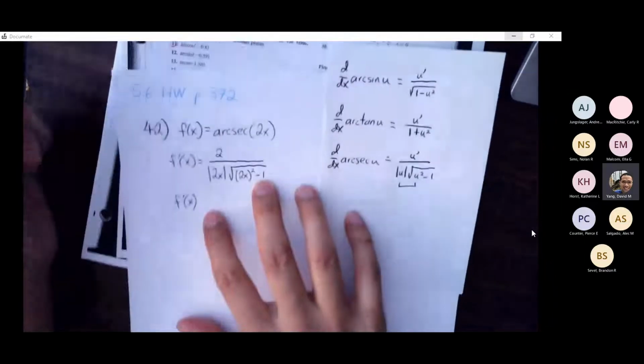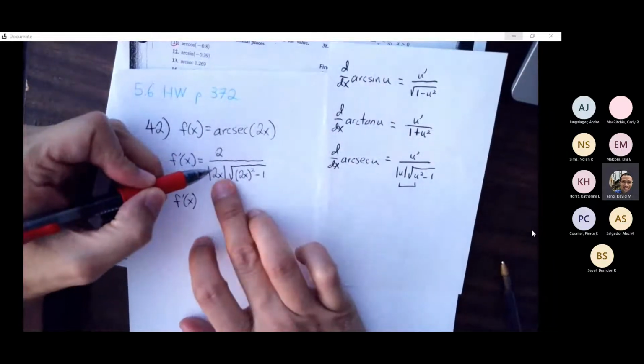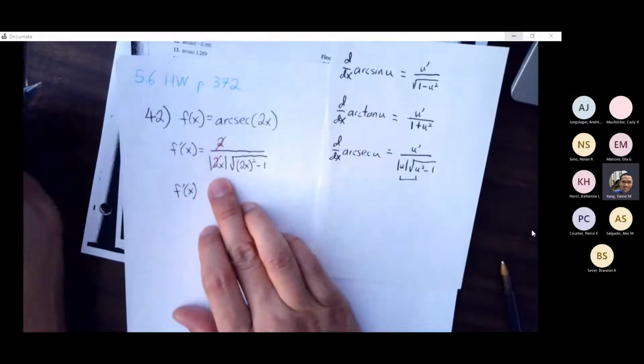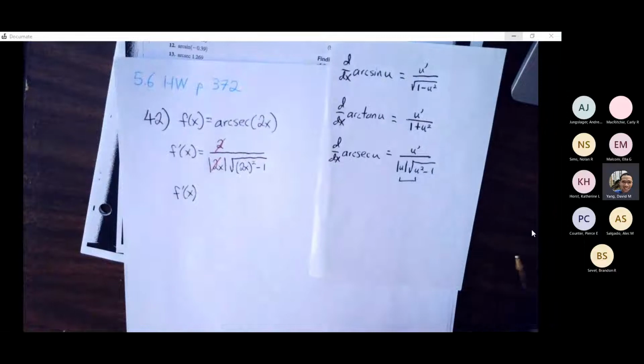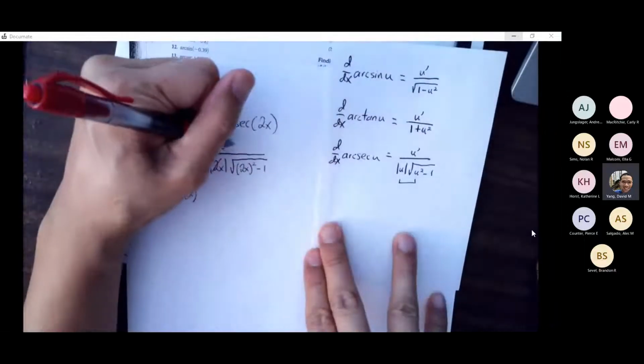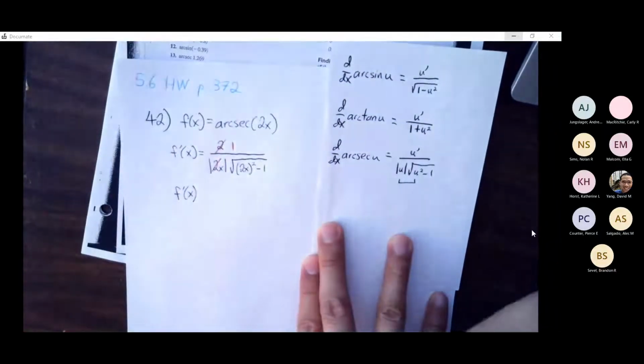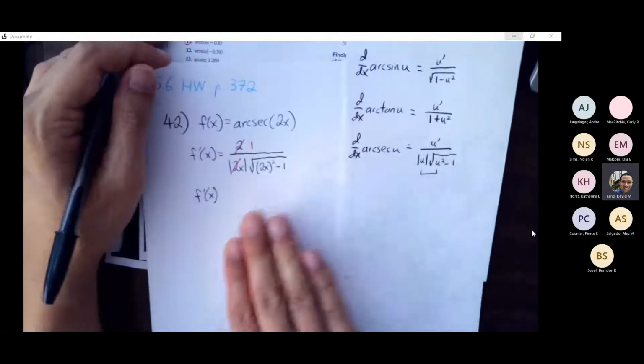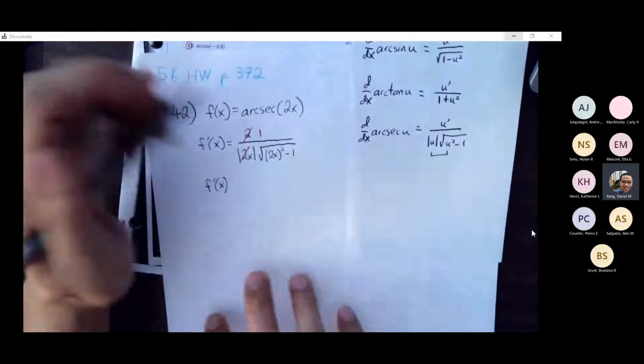Okay, do some cleanup here. We can cancel out inside the absolute value bars, but whatever is left needs to stay inside the absolute value bar. And there's a 1 remaining in the numerator. And then I'm going to clean up that expression inside the radical there.